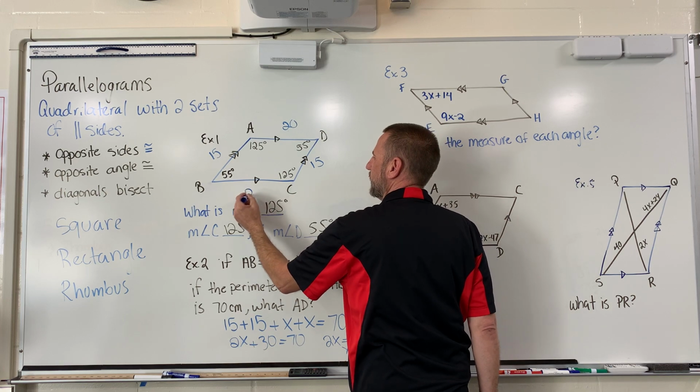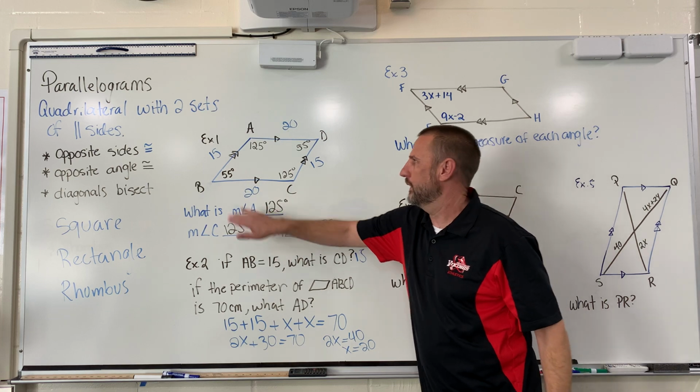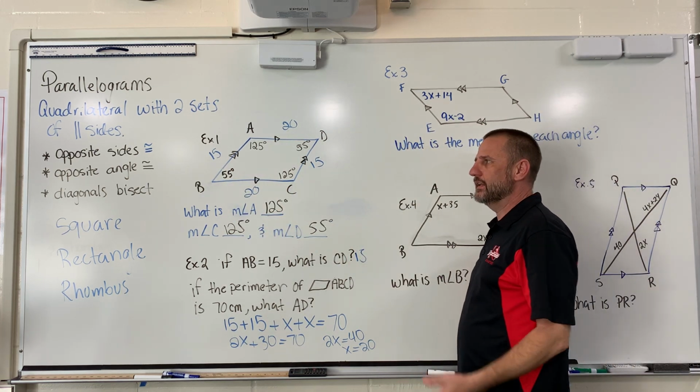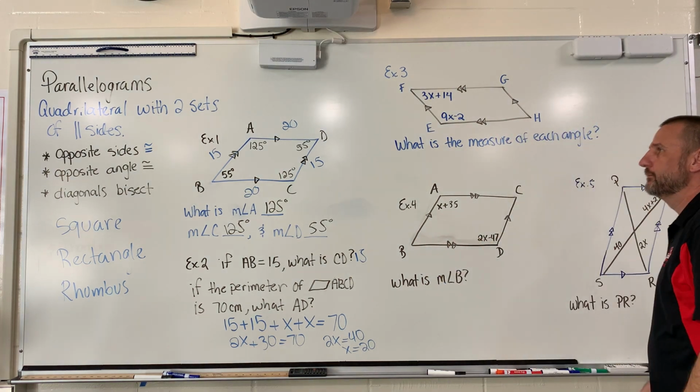Do I have a perimeter of 70? Well, 20 plus 20 is 40, 15 and 15 is 30. We got a perimeter of 70. And again, this comes down to the way it works with parallelograms, just the features that they have.